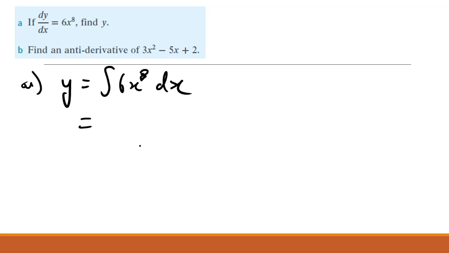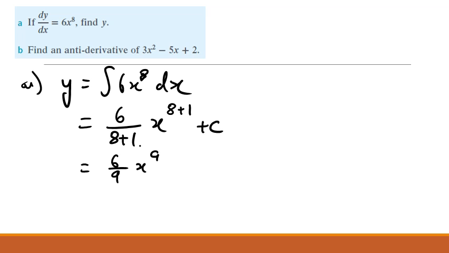If we add 1 to the power, what do we get? 9, so there should be a 9 down there. What should we put on the top? A 9 again. So remember, we're just adding 1 to the power this time, and we're dividing by that number. And then don't forget your plus c. Like so. What's 6 over 9 when it's simplified? 2/3? Sounds good. Okay? Is that fairly straightforward?